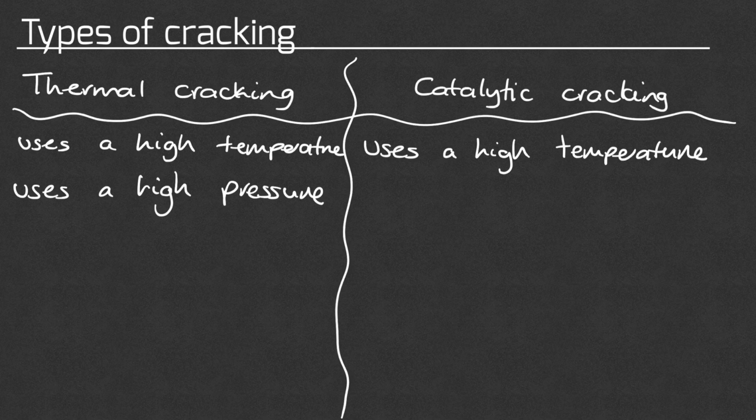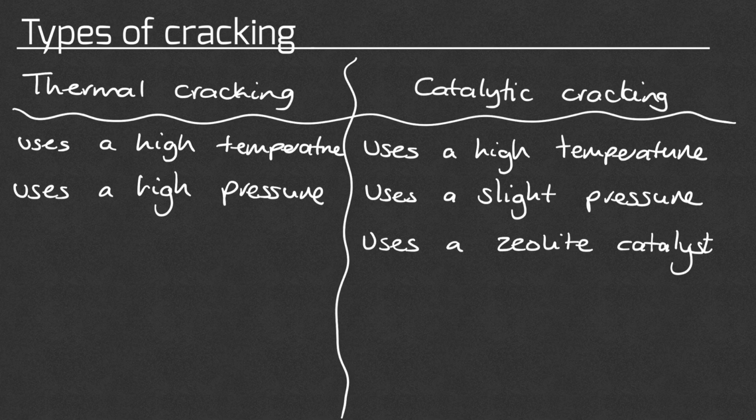Thermal cracking uses a high pressure, about 70 atmospheres, whilst catalytic cracking only uses a slight pressure, slightly higher than standard pressure. As in the name, catalytic cracking uses a zeolite catalyst. This lowers the costs because the reaction can be done at a lower temperature, so lower energy is required, and the catalyst will speed up the rate of reaction as well. You need to know the name of the catalyst, so you need to know it is a zeolite catalyst which is used.